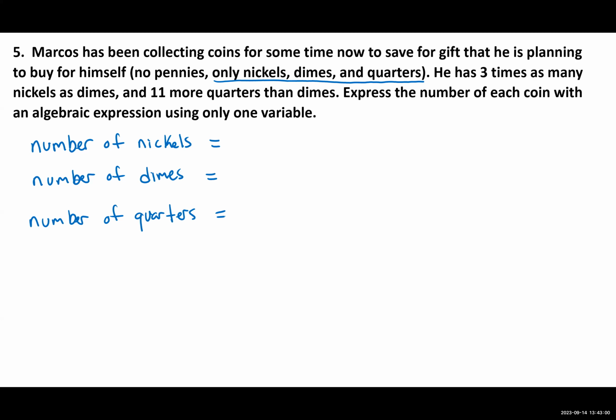Each one needs a symbol, right? But we can only use one letter, one variable. We can't call them all X. One of them has to be X. We could either say number of nickels is X and then figure out the other 2. We could say number of dimes is X and figure out the other 2. We could say number of quarters is X and figure out the other 2. You've got to pick one of them to be X.